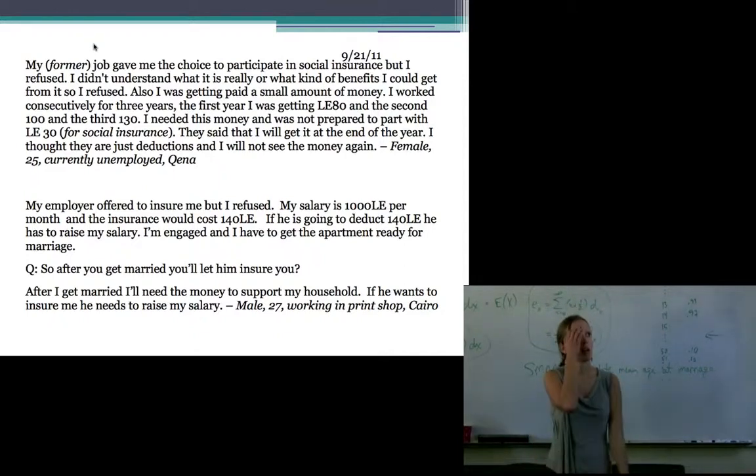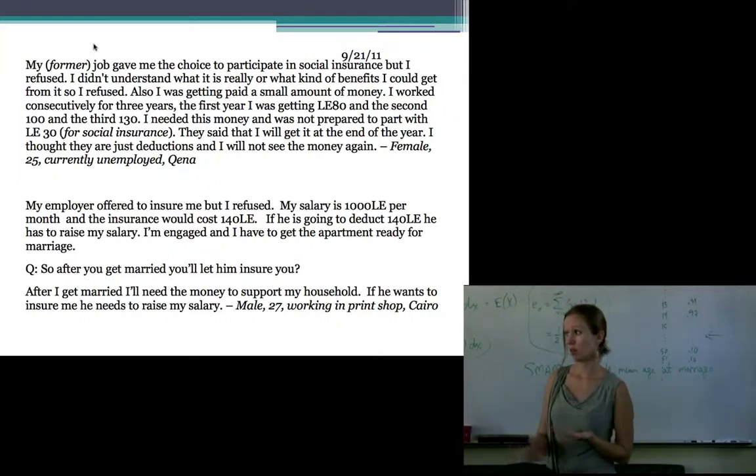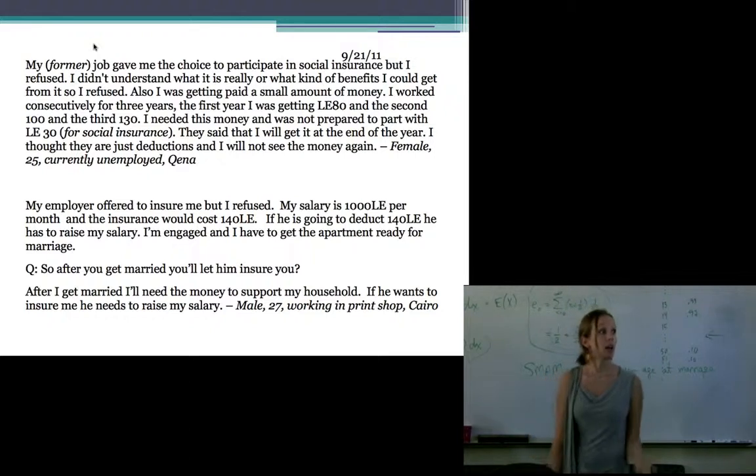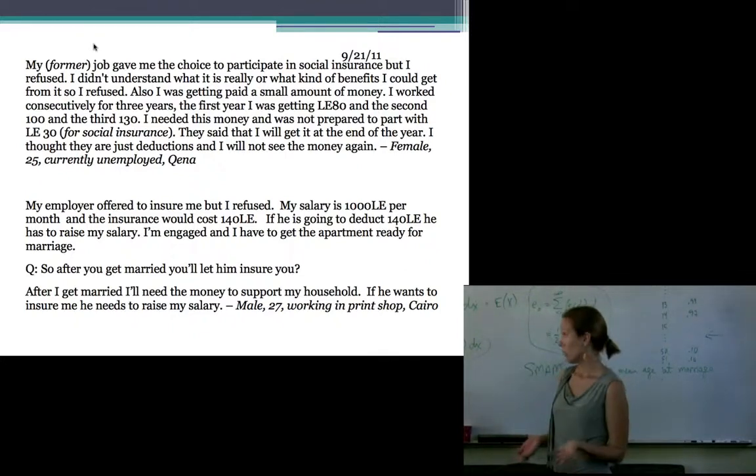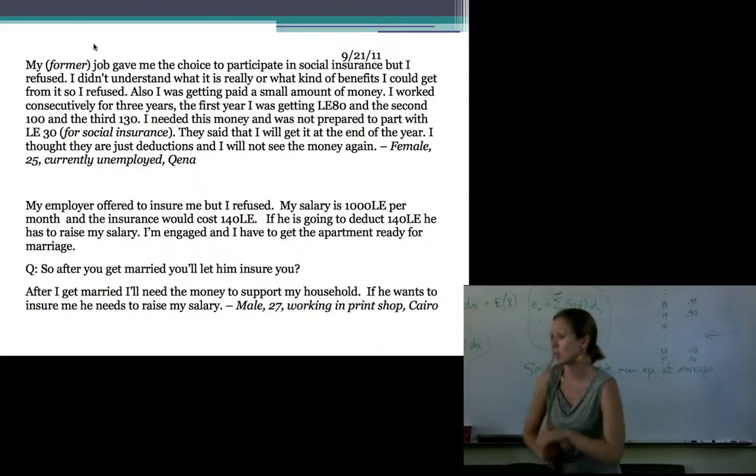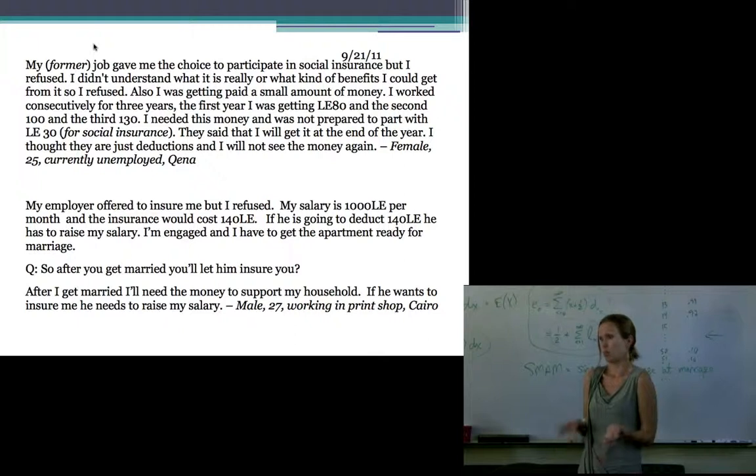And the second one is a young man who said his employer offered to insure him, but he refused. His salary is 1,000 LE and the insurance would cost 140. So he actually knew the right amount of his contribution and all these things. He said, he's getting engaged, I have to buy an apartment, get ready for marriage, I don't have the money. So then I asked him, well, after you get married, will you let your employer insure you? He says, no, after I get married, I'm going to need the money to support my family. Right? If my employer wants to insure me, then he needs to raise my salary.